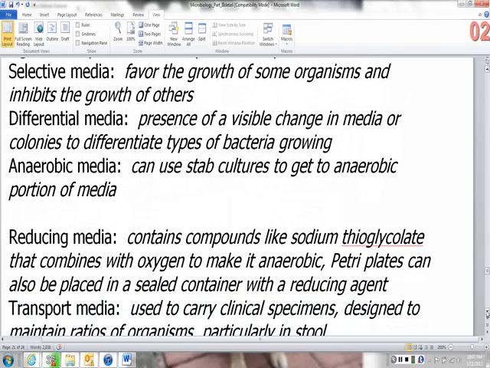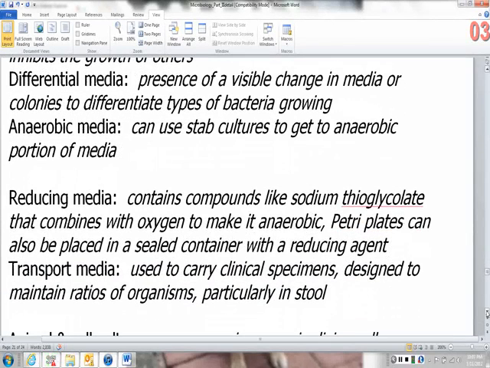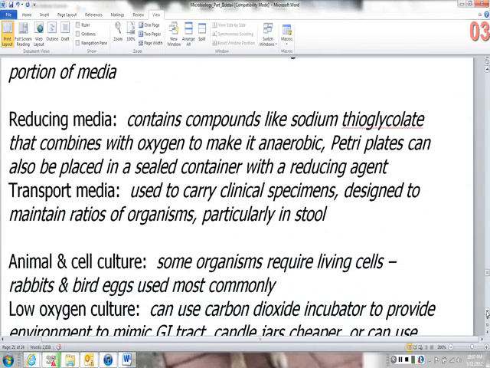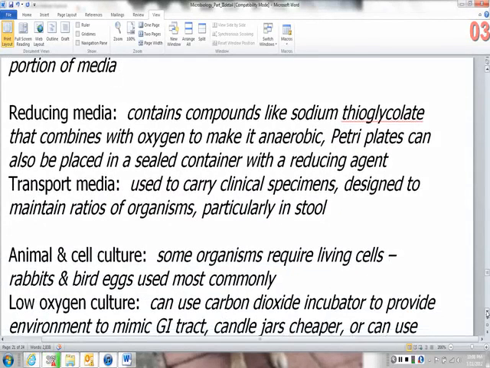Reducing media will contain compounds like sodium thioglycolate that combine with the oxygen to make it anaerobic. Petri plates can also be placed in a sealed container with a reducing agent. Clinical specimens are carried in transport media, which is designed to maintain the ratios of organisms, particularly in stool. Some organisms require living cells in animals or cell cultures. Rabbit and bird eggs are commonly used.